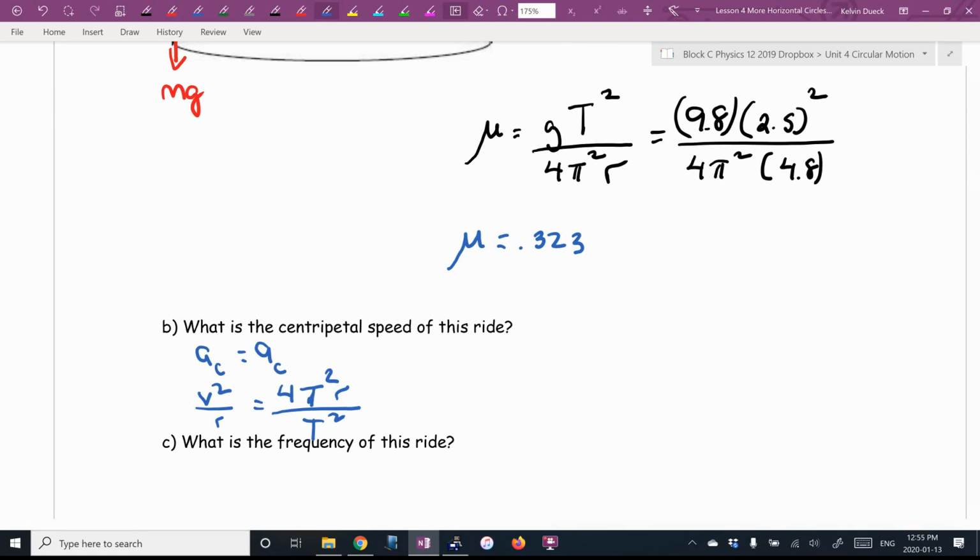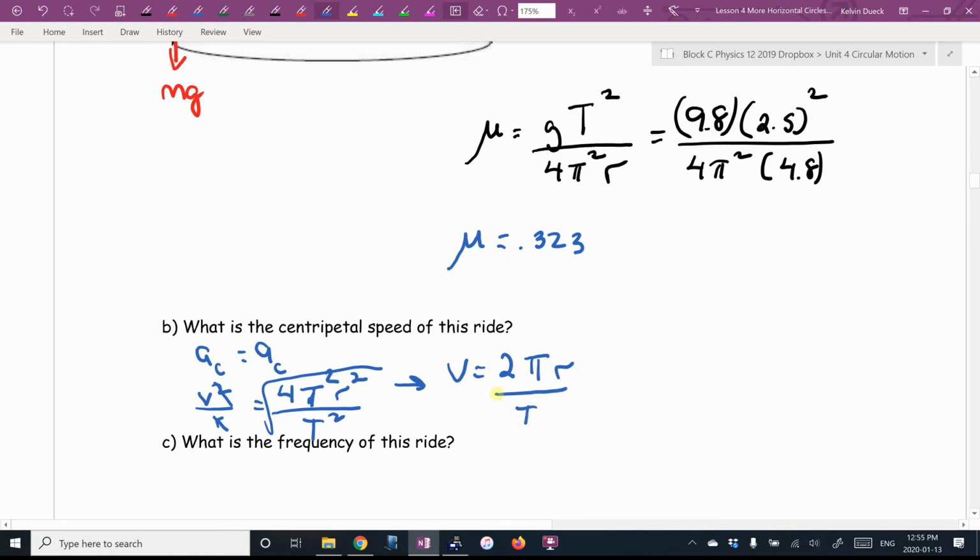What's this asking me to find? How would I get the v by itself? What do I do with that r? Yeah, I'll multiply it over, which, by the way, means the r's don't cancel. In fact, I'll get an r squared over there. And then how do we get rid of a v squared? Square root. And this is kind of neat because I can actually do it in my head. Dustin, what's the square root of 4? What's the square root of pi squared? What's the square root of r squared? What's the square root of t squared?